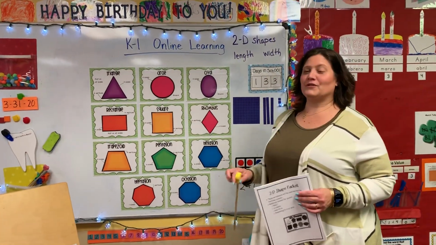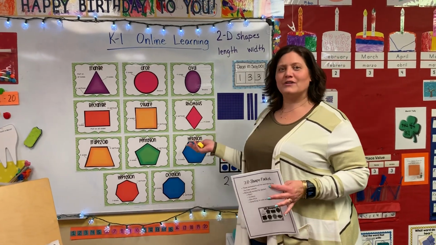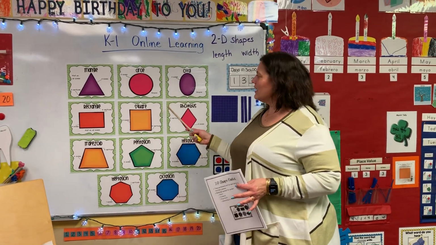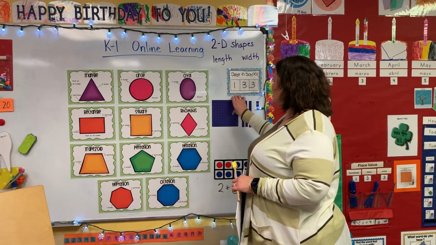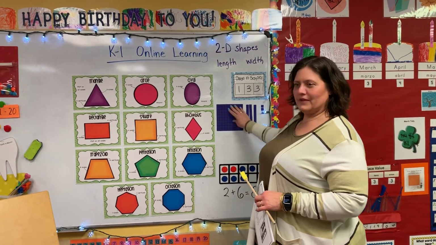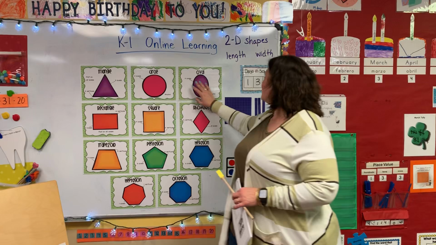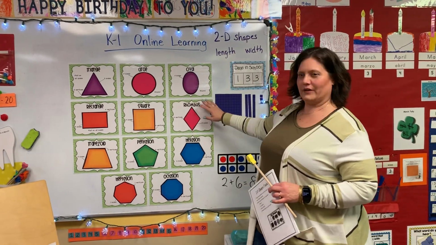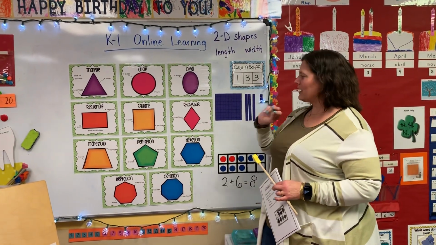This is a good review for first grade. We are going to be talking about two-dimensional shapes to start off with. A two-dimensional shape is something that's flat, kind of like this here, or the pictures that are up here, which means there's a length and there's a width. So only two things that you need to look at.